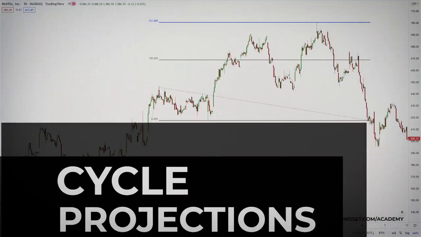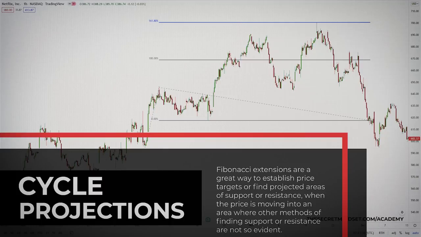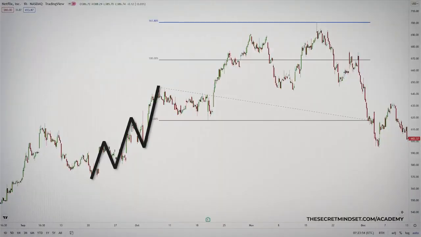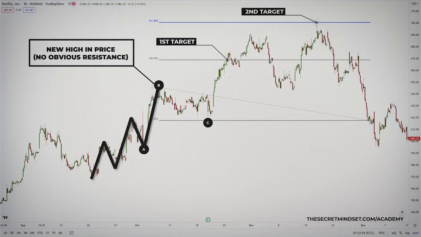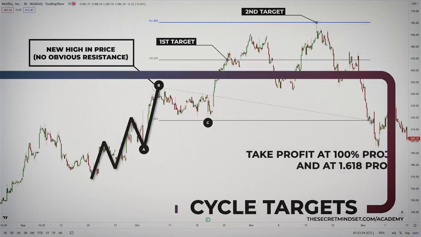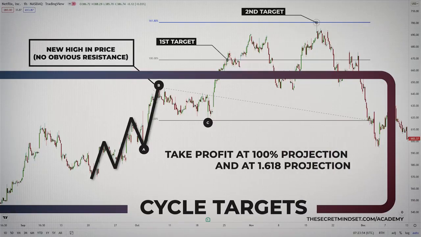Fibonacci extensions are a great way to establish price targets or to find projected areas of support or resistance when the price is moving into an area where other methods of finding support or resistance are not so evident. If you are long on a trade, for example, and a new high occurs, you can use Fibonacci extensions for an idea of where the price may go. You have the option to decide whether to cover the position at that level. I prefer the 100% Fibonacci projection, and the next important one is at the 161.8 level.